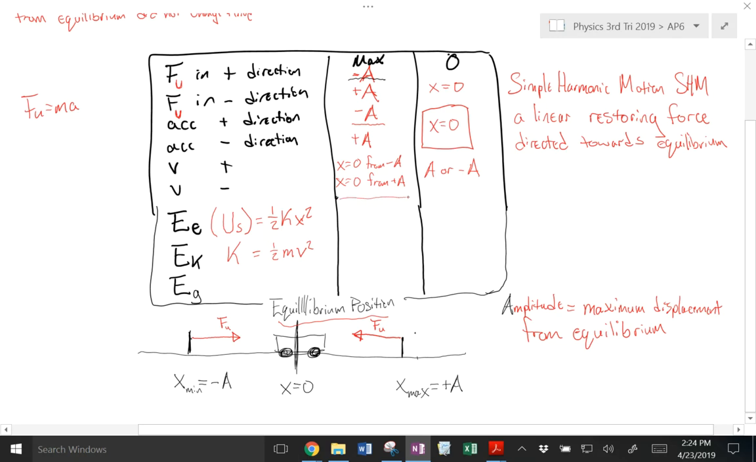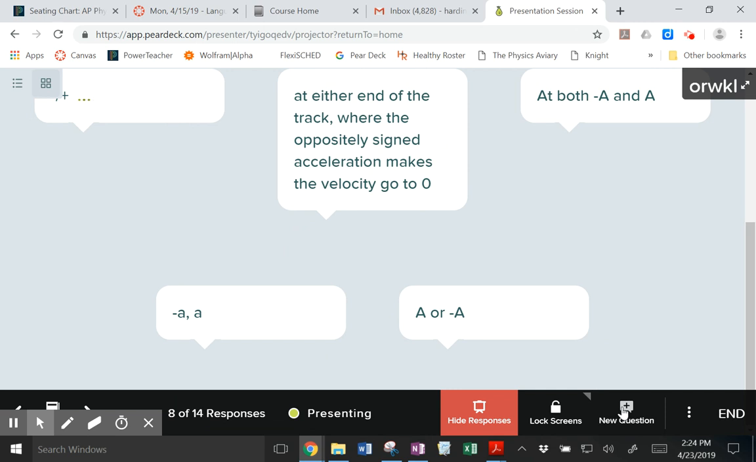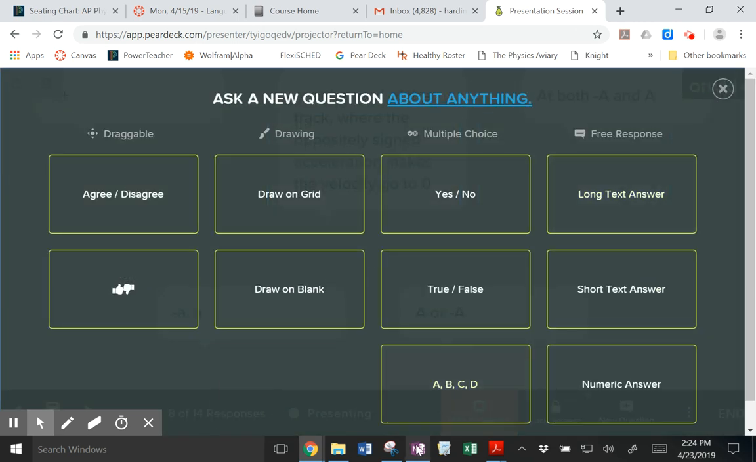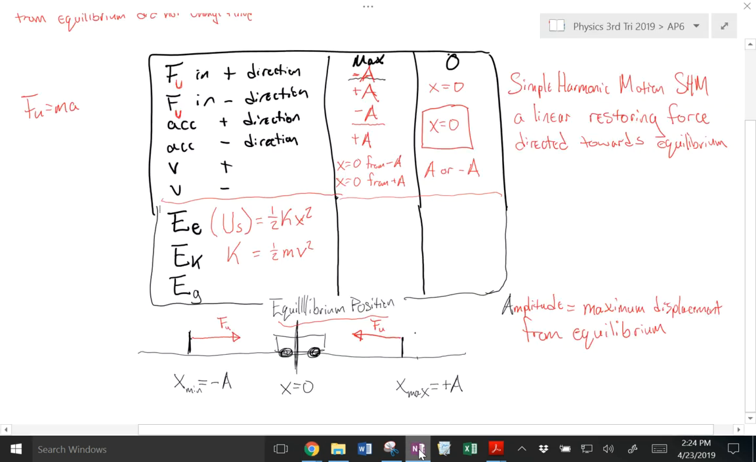Okay, so then we take it into like the energy realm here a little bit. When is the elastic energy going to be at a maximum? Maximum elastic energy. The College Board equation sheet, by the way, symbolizes elastic energy with U_s, because that's reasonable.